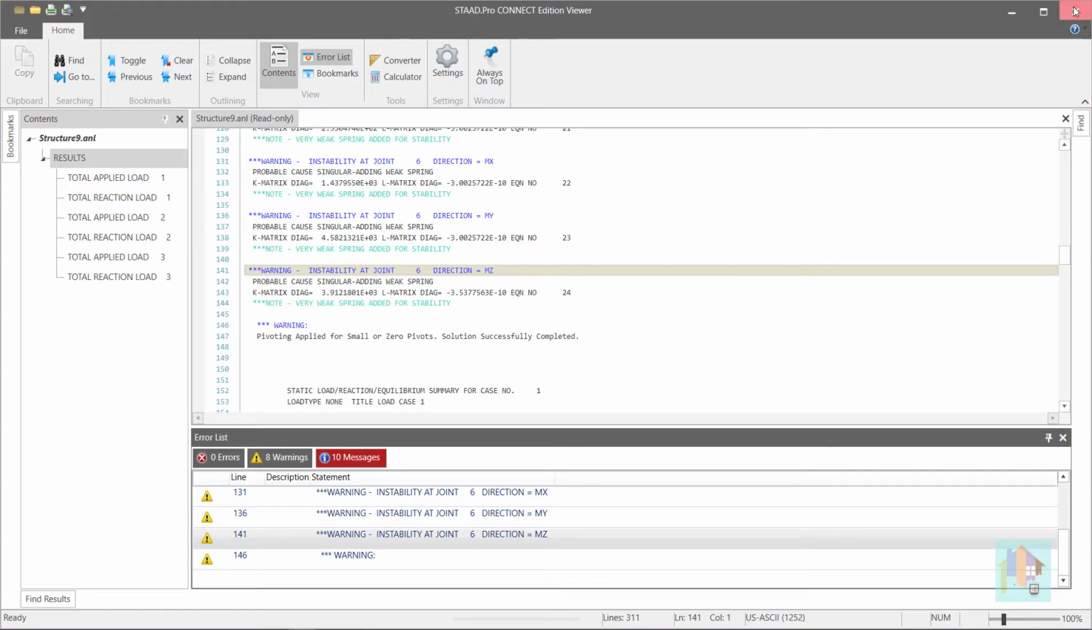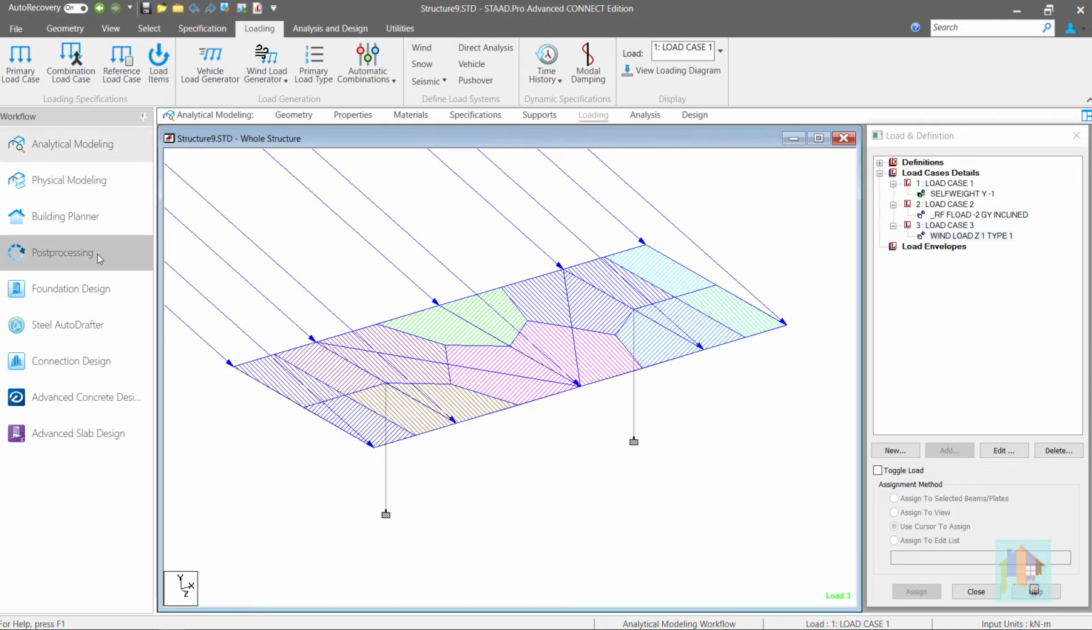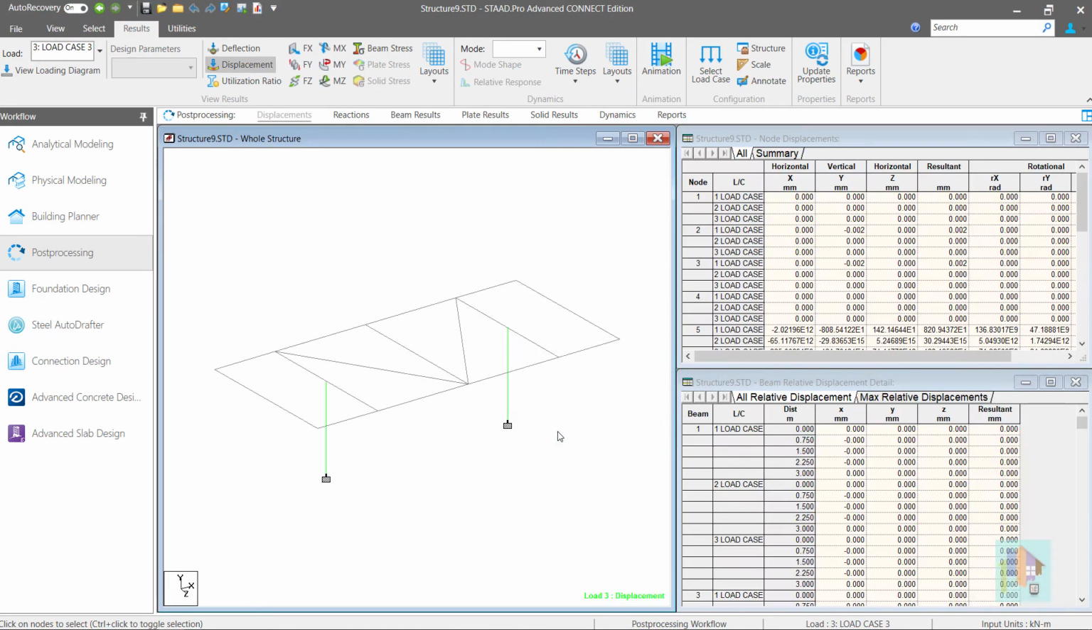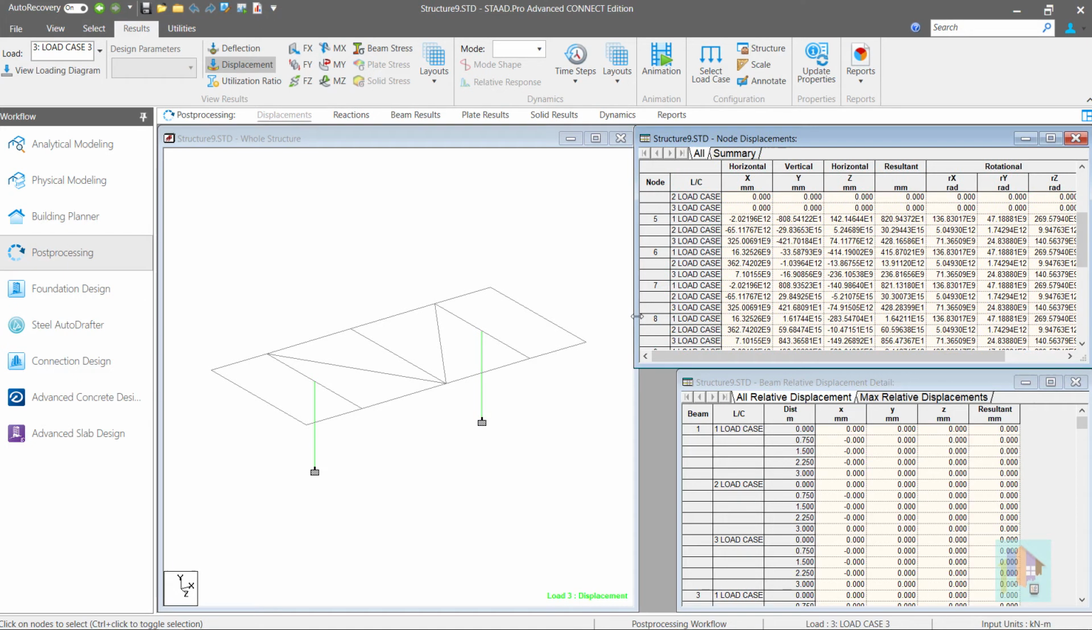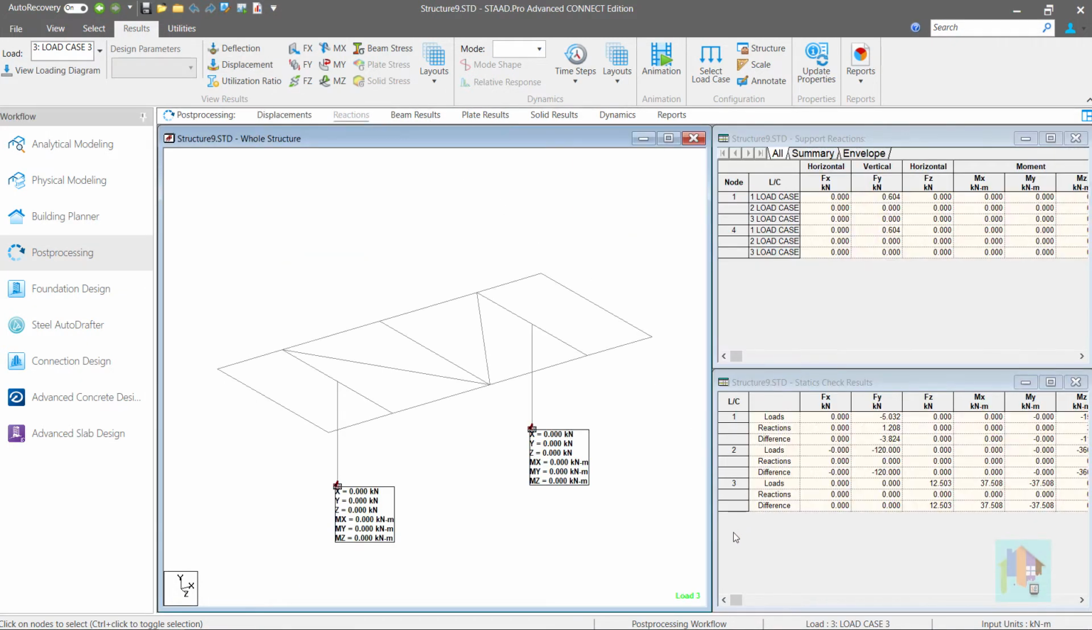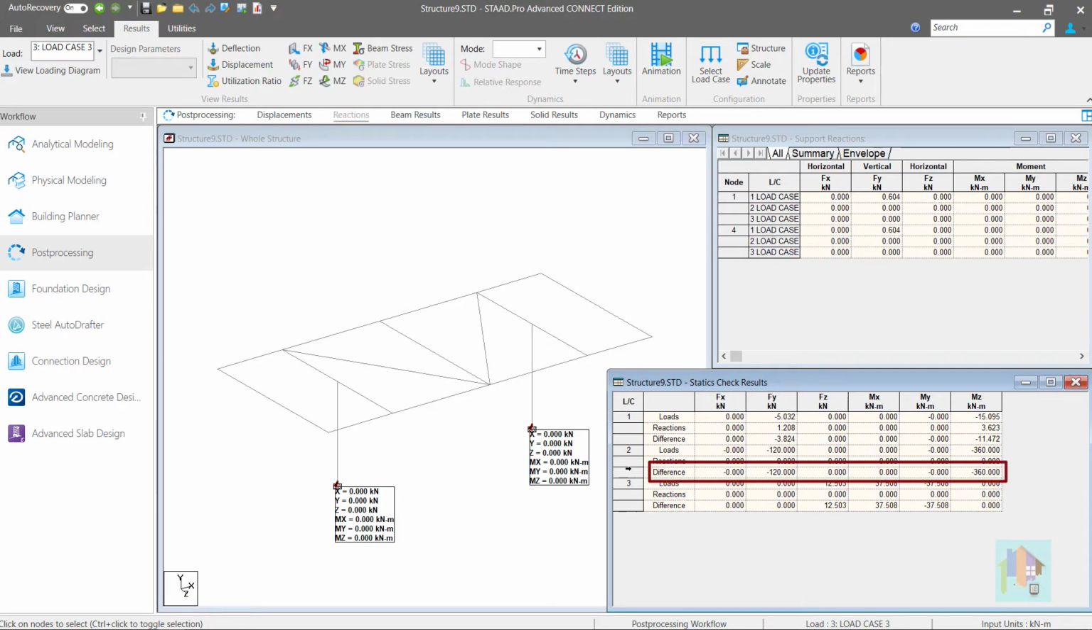As per our theory, we need to check the deflection value and statics check result to confirm this. From the post-processing mode, we can check the deflection of this structure. Huge deflection is reported for all the load cases in all directions for nodes 5 to 14. That means the entire roof of the structure is not stable. There is also a large difference between applied load and reaction, which we can confirm from the static check results. This means these warnings are not harmless and we need to rectify the model.